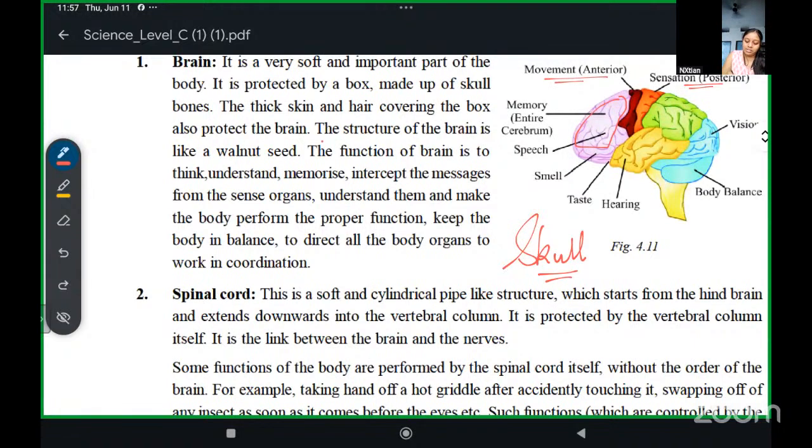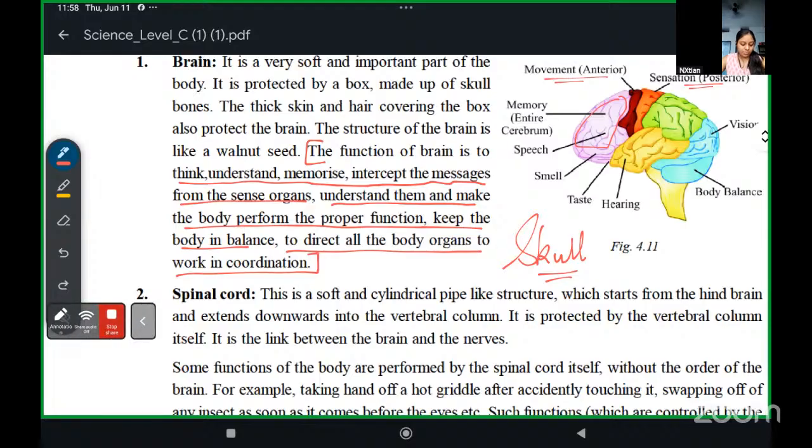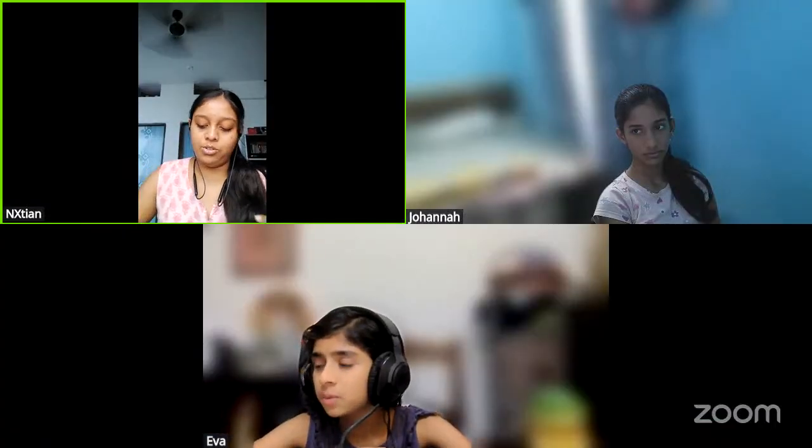This is important for the functions of the brain: to think, understand, memorize, intercept messages from the sense organs, understand them, and make the body perform the proper function, keeping the body in balance and directing all the body organs to work in coordination. These are the functions of the brain. I'll show you one more picture of the brain.